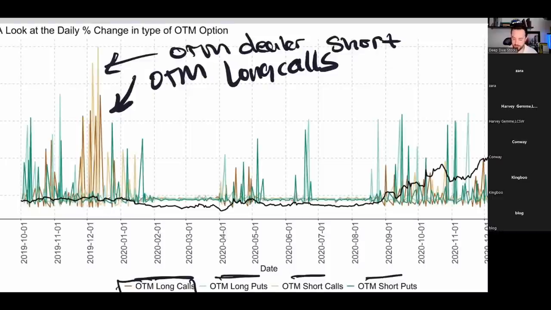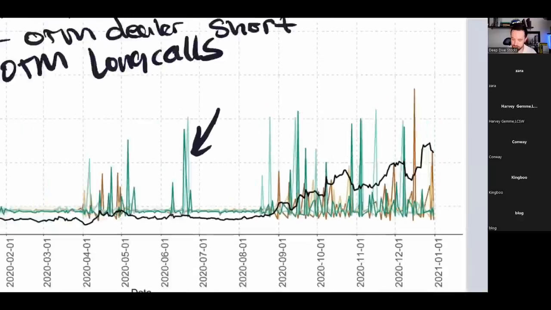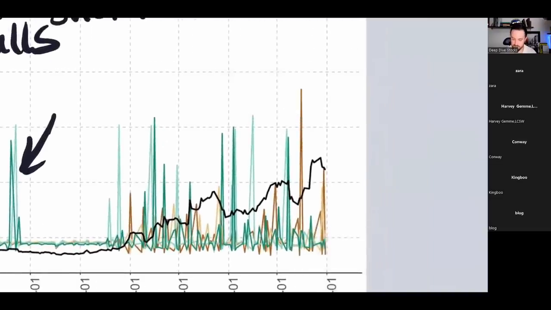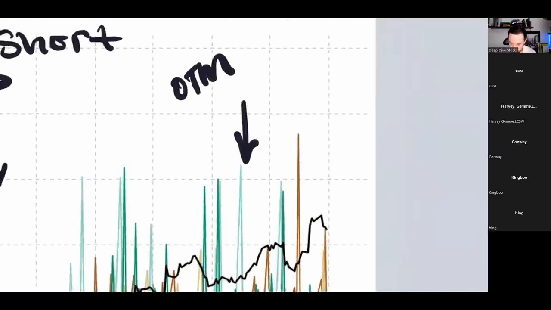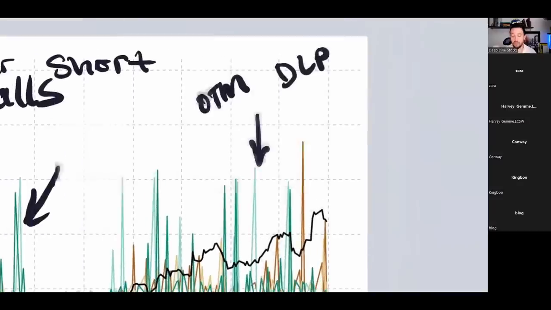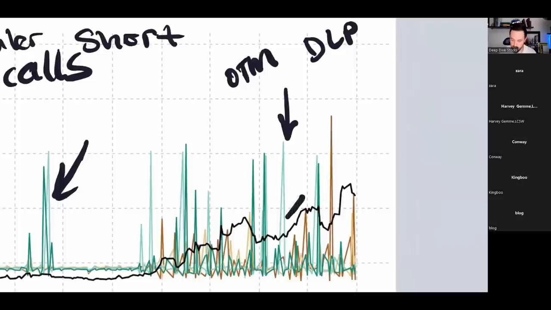One of the things that we're going to look at later, what caught my eye also, is that these significant changes in options are very timely. This light blue spike right here is an out of the money, I think it was a dealer long put, which means someone came in and sold a significant number of puts. And when do puts that you sell appreciate in value? When the price of the asset goes up.